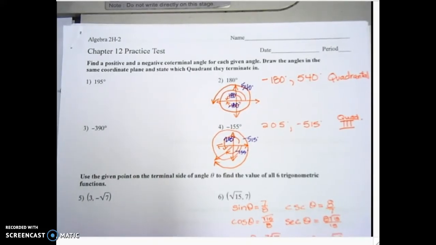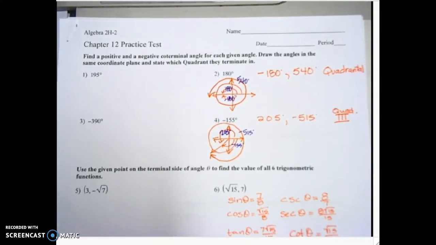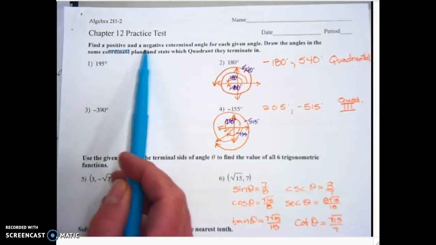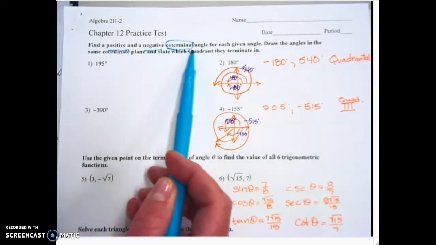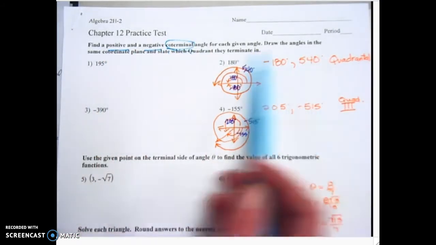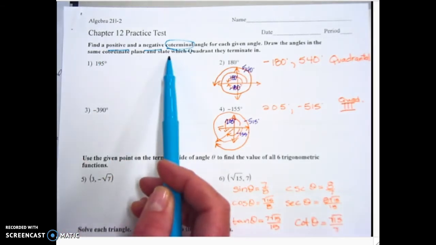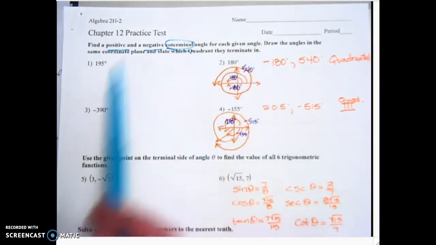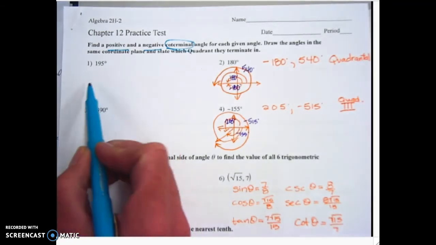So here's the first page for the Chapter 12 practice test. The directions say, find a positive and negative coterminal angle for each given angle. Draw the angles in the same coordinate plane and state which quadrant they terminate in. Coterminal means that they're going to end at the same spot.